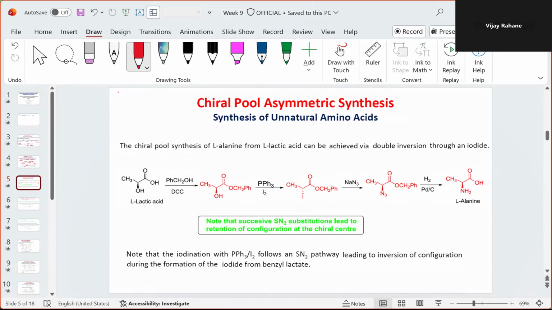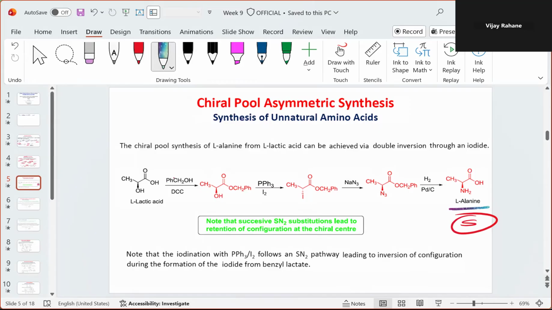Okay, so this is another asymmetric synthesis using the chiral pool approach. In this example, you can see our product is L-alanine. This NH2 group is directing upward, and if you look at the configuration of this center, this will be 1, 2, 3, so it will be the S configuration. Right, it has the S configuration.